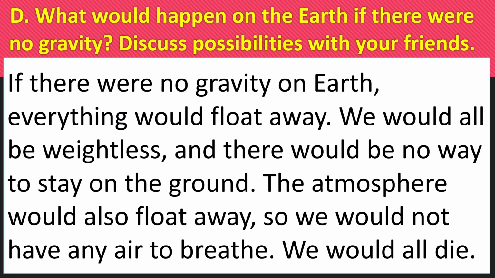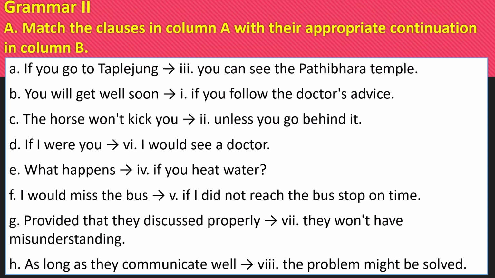D. What would happen on the Earth if there were no gravity? Discuss possibilities with your friends. If there were no gravity on Earth, everything would float away. We would all be weightless, and there would be no way to stay on the ground. The atmosphere would also float away, so we would not have any air to breathe. We would all die.